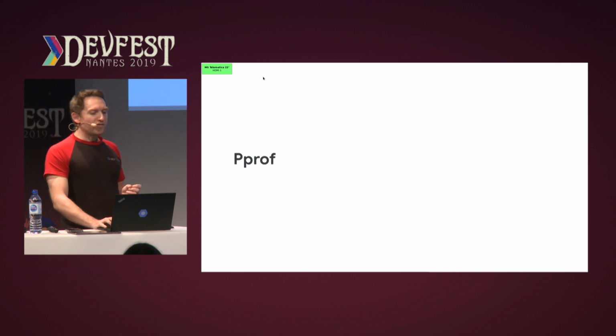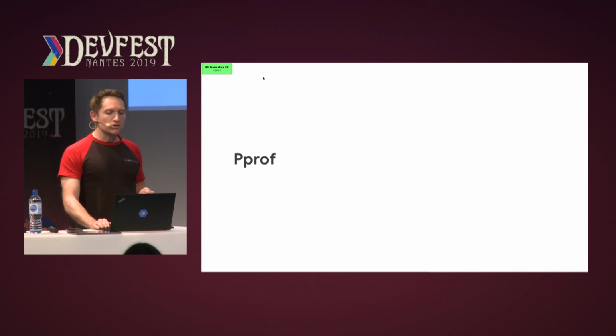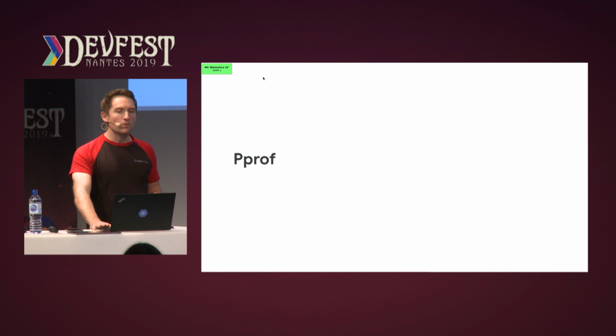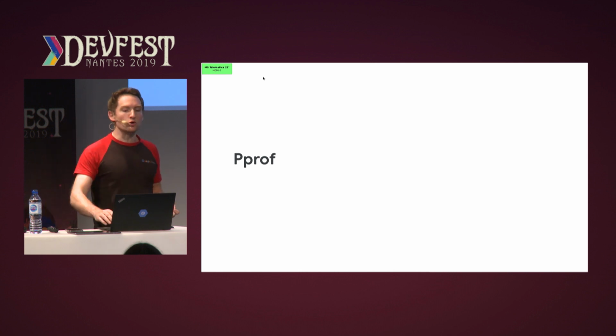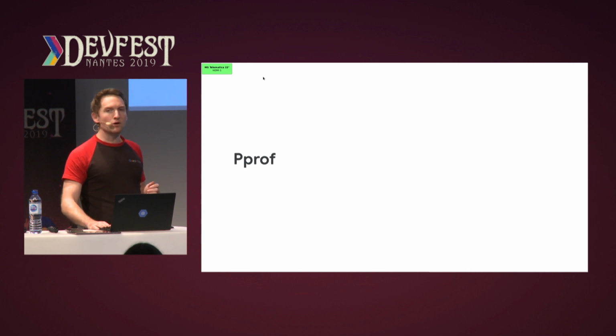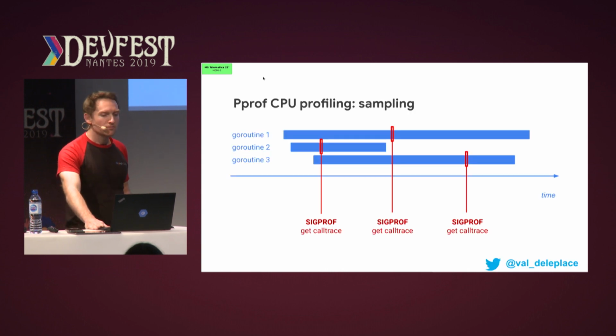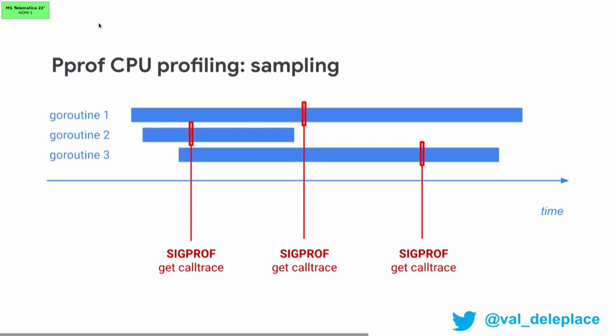Our next graphical visualization tool is the Pprof Viewer. Pprof is the profiling data format available out of the box in Go. Let's have a look at the Pprof CPU profiler. The CPU profiling works by sampling. It incurs a relatively small runtime overhead.